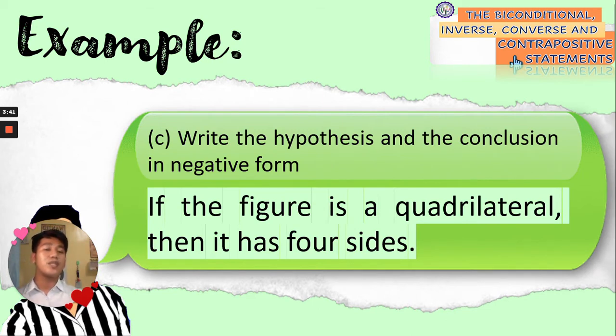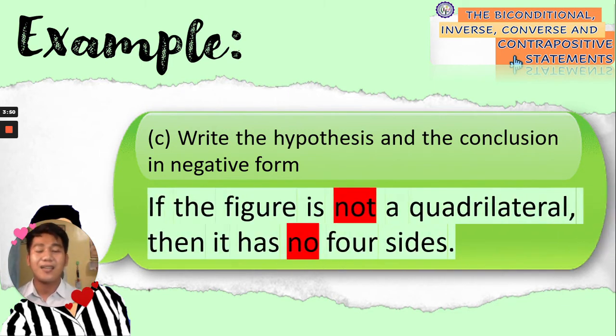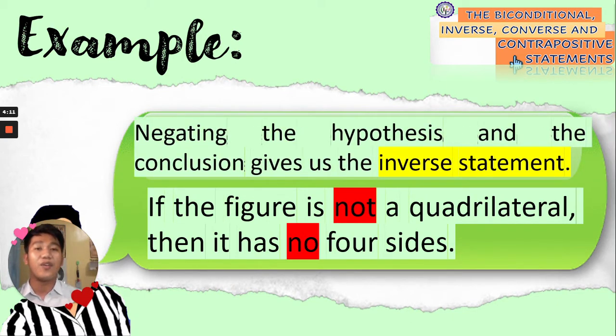Now, let's proceed. Letter C, write the hypothesis and the conclusion in negative form. With this, we just need to negate, meaning just add not or no, it depends. Just negate the statement. So, if the figure is not a quadrilateral, then it has no 4 sides. This is the negative form. And what do we call this statement if we negate? We call this the inverse statement. I'll read this again: negating the hypothesis and the conclusion gives us the inverse statement.